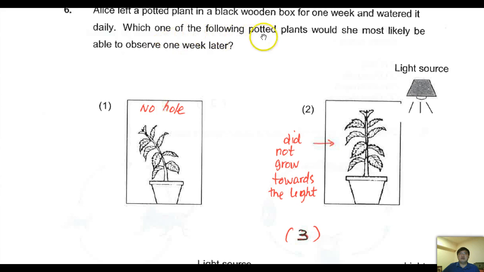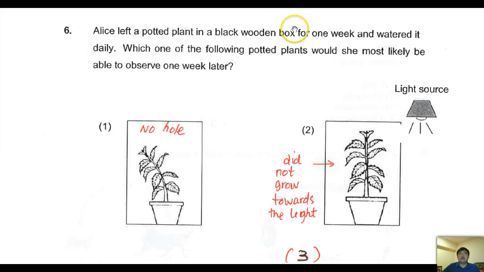Now, which one of the following potted plants would she most likely be able to observe 1 week later? So if there is a hole, okay, some without hole. Now without hole and the plant is bending, most probably it's not the way, because the plant will respond to light. So there is no hole over here. This is not the right picture, not the right representation.